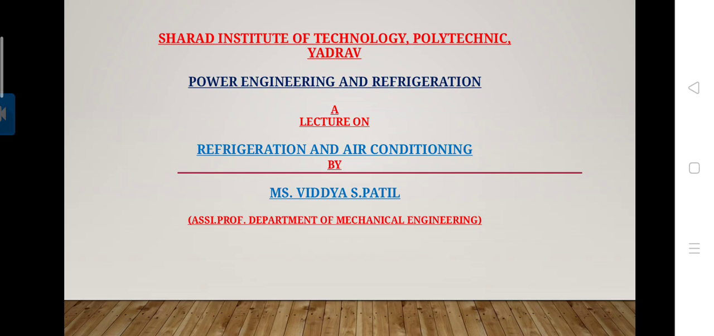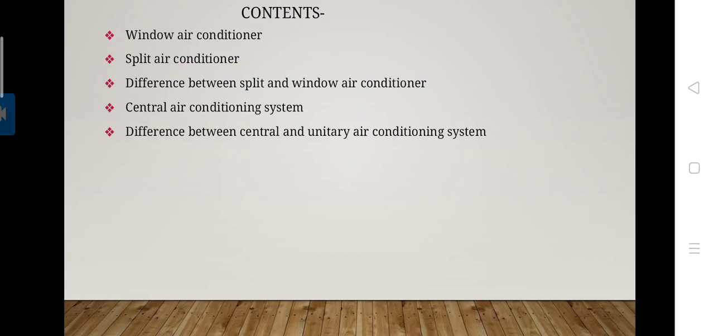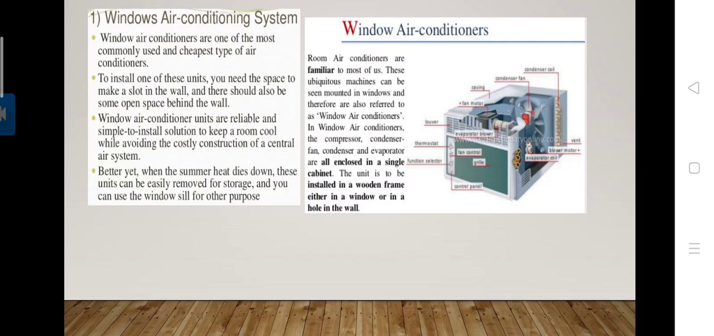Today we are going to continue our fifth unit of Refrigeration and Air Conditioning for the subject Power Engineering and Refrigeration. In this session we are going to cover the window air conditioning system and split air conditioner system. We see the difference between split and window air conditioner. Also we see the central air conditioning system, and again we see the difference between central and unitary air conditioning system. We start from window air conditioning system.